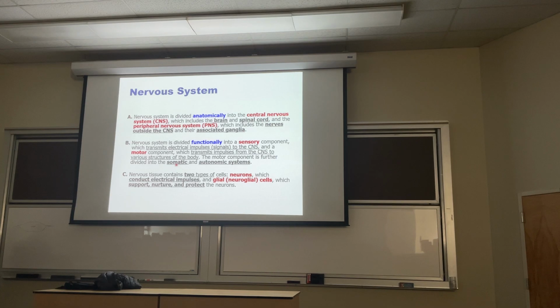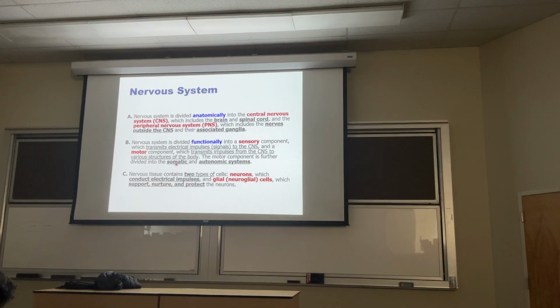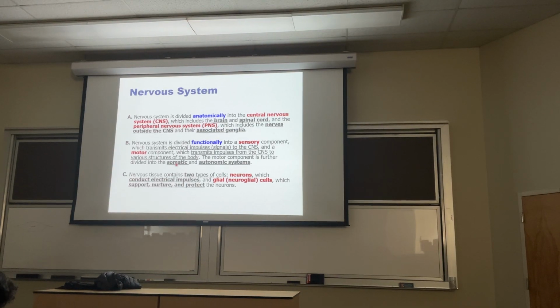In the somatic nervous system, it's voluntarily controlled, and the effectors are the skeletal muscles. In the autonomic nervous system, its effectors are involuntarily controlled, like cardiac muscle, smooth muscle, and glands. So a little bit of differences there.